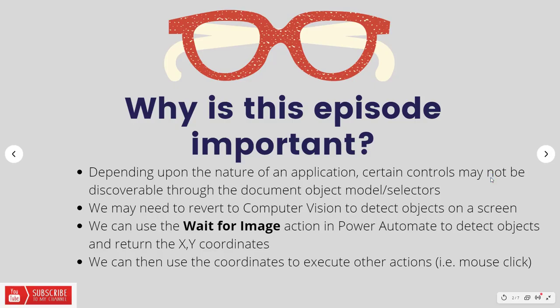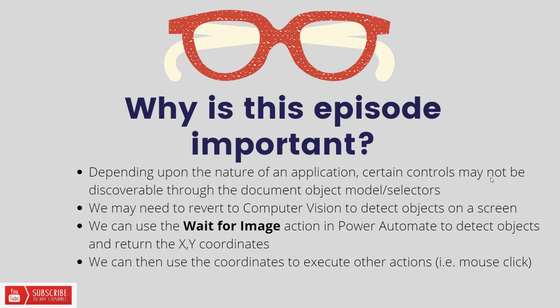Now let's talk a little bit about why this episode is important. Depending upon the nature of your application, certain controls may not be discoverable through the document object model or selectors. Some examples might be a Citrix application, a Java application, or even a web page that uses a lot of dynamic naming when it creates controls. Whenever you don't have a predictable path for accessing these objects, you can use computer vision to detect them on screen.